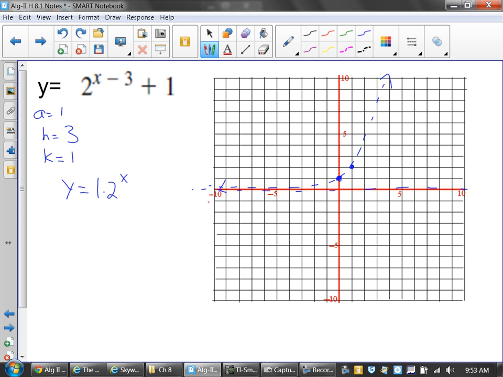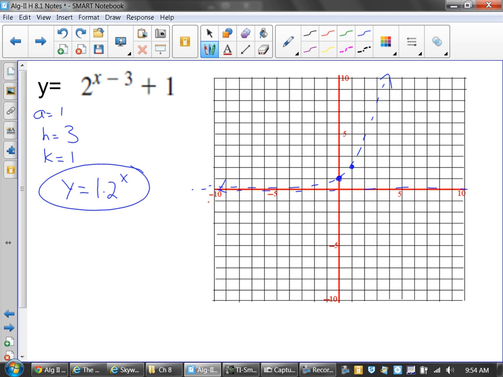Now, from this one, yes, sir? I'm confused on the second point. I'm using this as my parent function. I'm picking anything that's easy to work with. I didn't do that. I'm doing the parent function first.